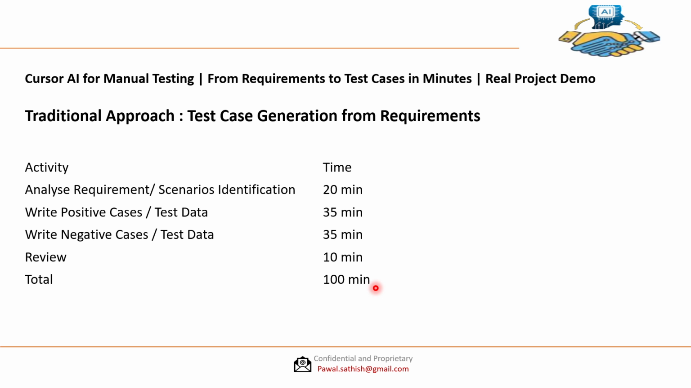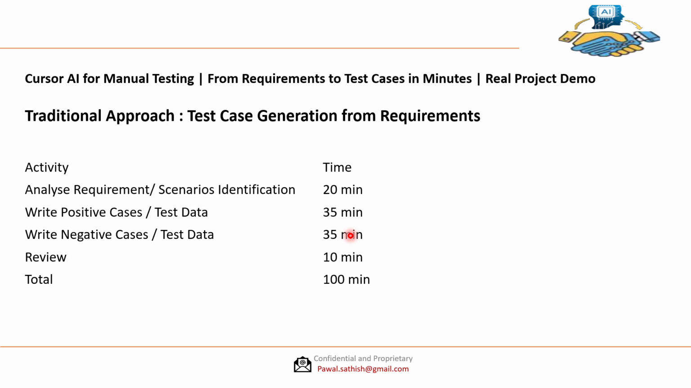Now if you see here, the mostly repeated tasks are writing positive and negative test cases, identifying the test data, and the scenario identification. So here, nearly 70 minutes we can save. How will we save it? We'll see.